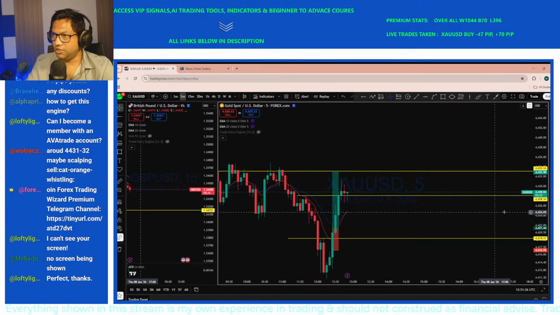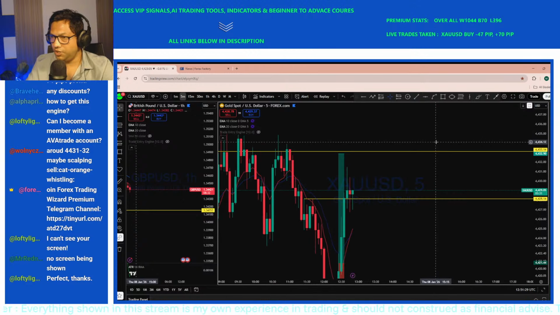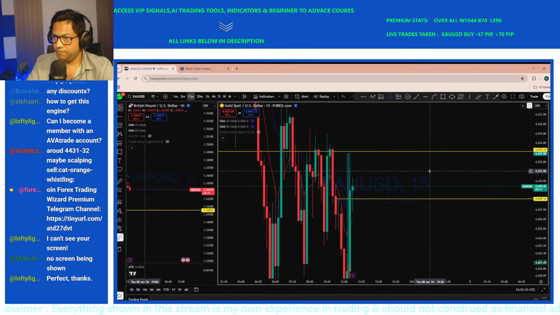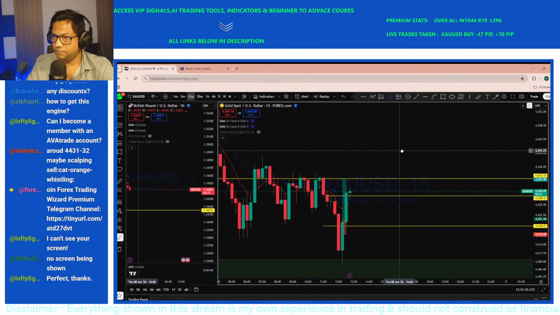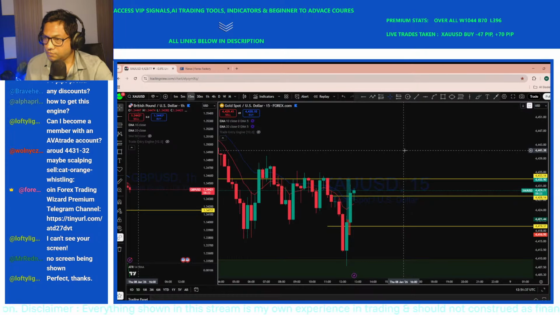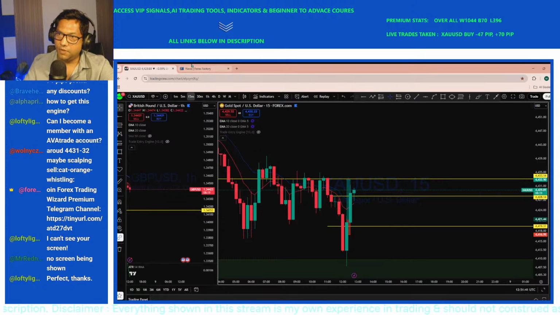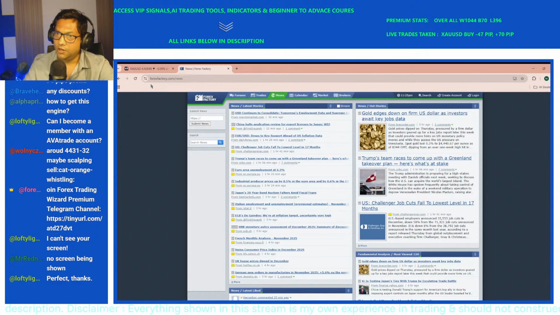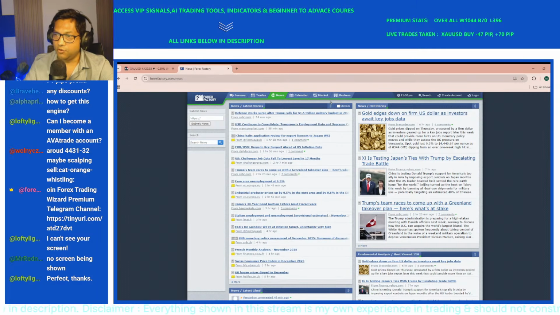So the market structure here is still showing to be upside. If you look, there are unemployment claims coming up, and we will be looking at the data, and we might be able to find further entry opportunities, so don't miss out.